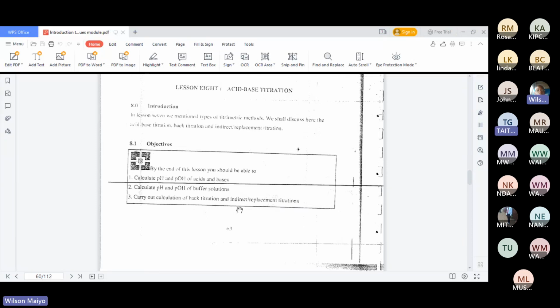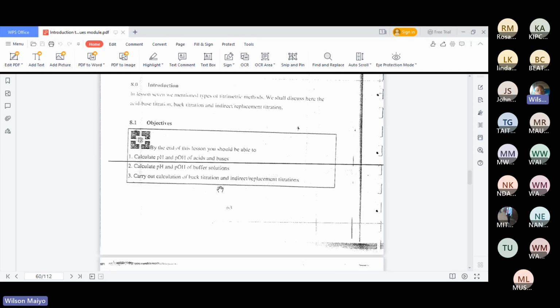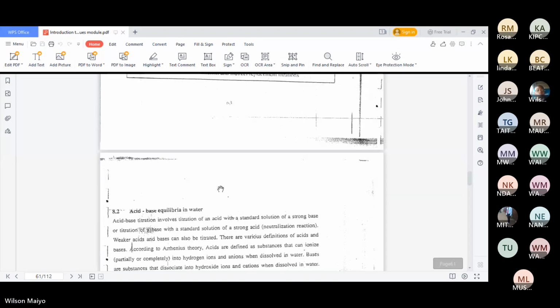Right, so I think that one you can try during your free time. I want us to look at calculation of pH and pOH. So you can go back to the notes.